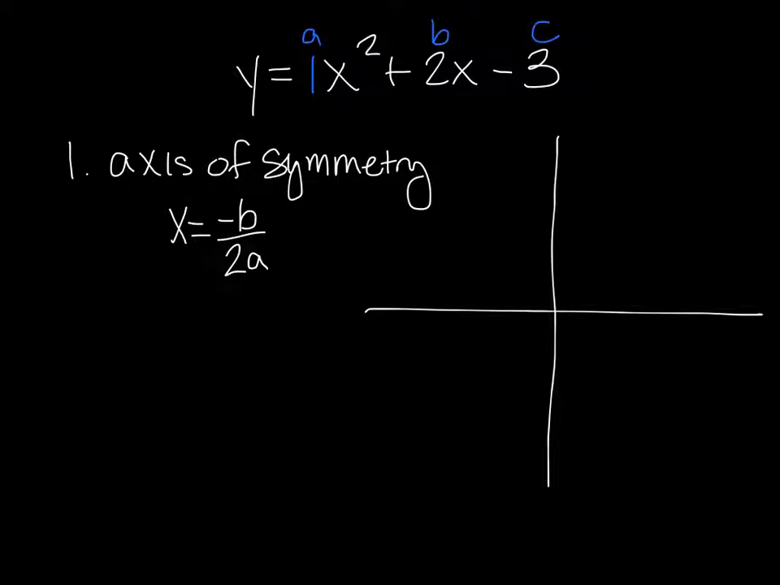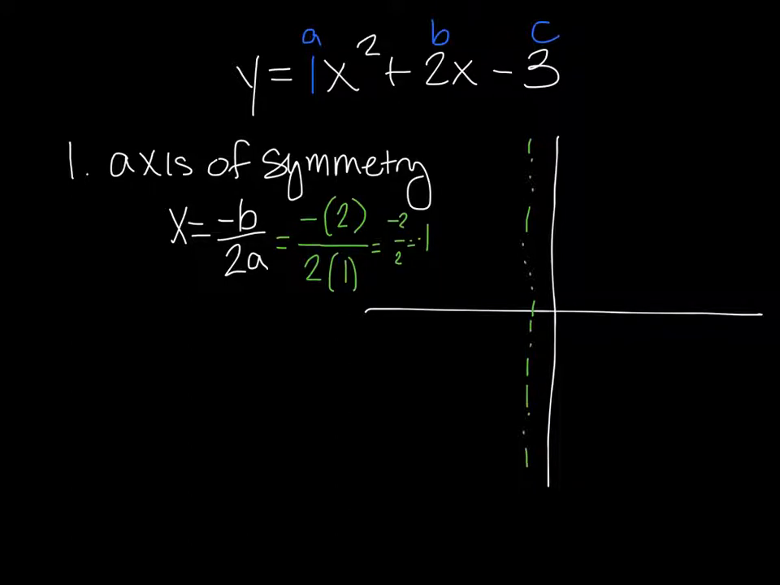So when I'm finding the axis of symmetry, I am going to be plugging in whatever b is, and here b is 2. Notice I have a negative out in front because that's what my formula has. And then I'll be plugging in a, which is 1. So my formula simplifies to negative 2 over 2, which is negative 1. So my axis of symmetry is at x equals negative 1.